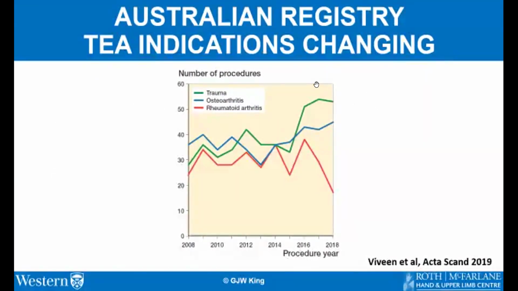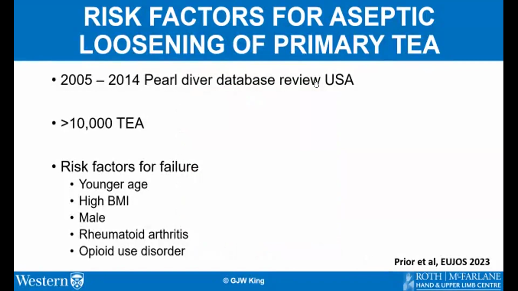The Australian Joint Registry has shown us that the indications for total elbow arthroplasty are changing. There's an increase in use for primary trauma, osteoarthritis, and a reduction in the incidence of use for rheumatoid arthritis as disease control improves with better medications. We now know that the risk factors for aseptic loosening are related to patient factors such as younger patient age, high BMI, male patients, rheumatoid arthritis, and patients with an opioid use disorder.